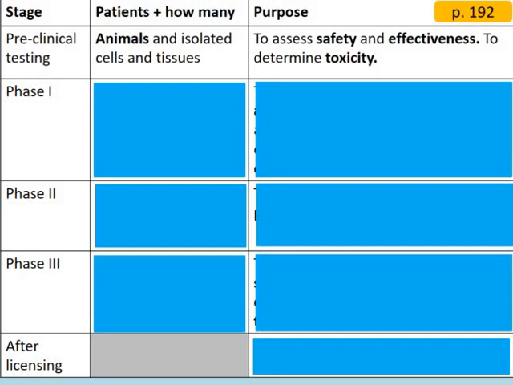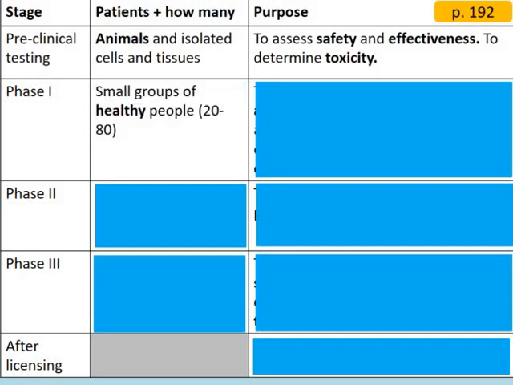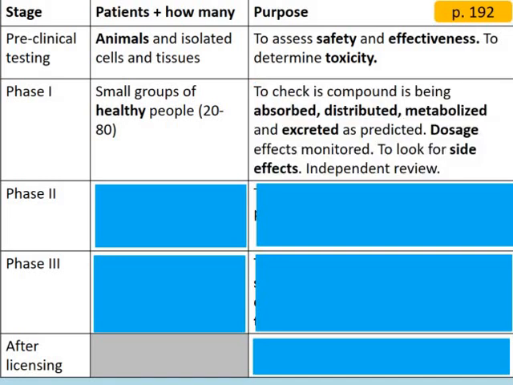If the treatment is safe and it has a low toxicity, or if we know how toxic it is and can then try and work out what dosage to give, then we can move up to small groups of healthy people, so between 20 and 80 individuals. And this is useful because we can check how the compound is being absorbed, distributed, metabolized and excreted from the body as predicted. So we're really just seeing how the body processes this component, even if you are healthy. We can look at the effect of adding different dosages to look out for side effects.